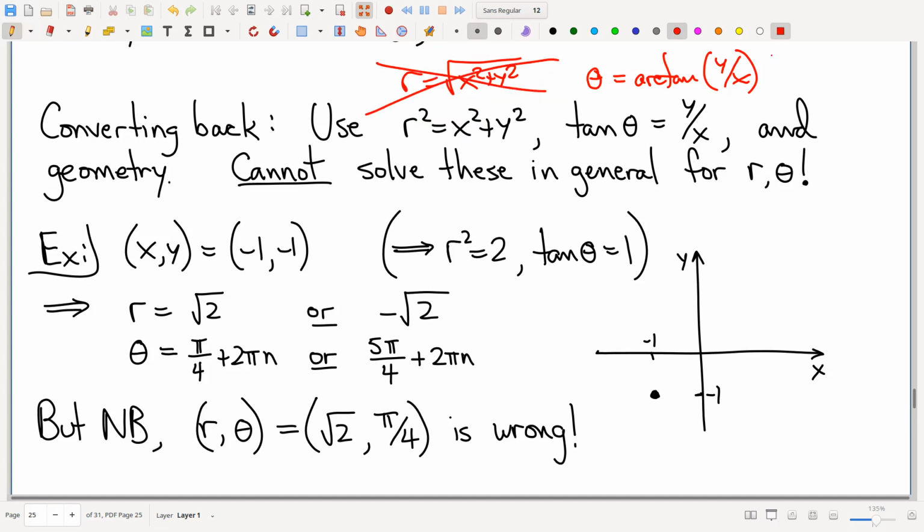Likewise, this formula right here, arctan takes a very limited set of values. Arctan is always between negative pi over 2 and pi over 2.